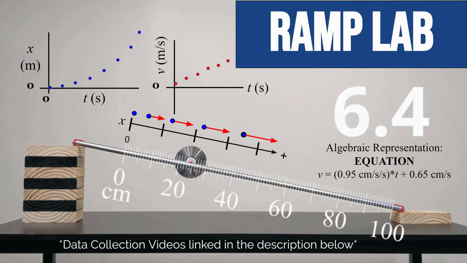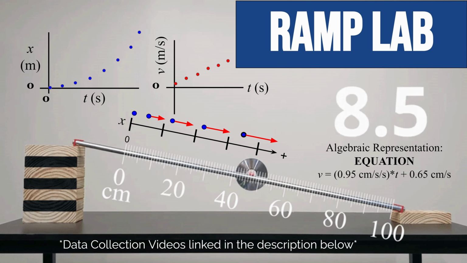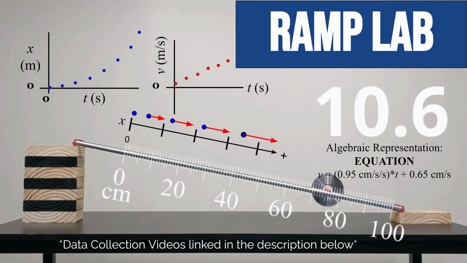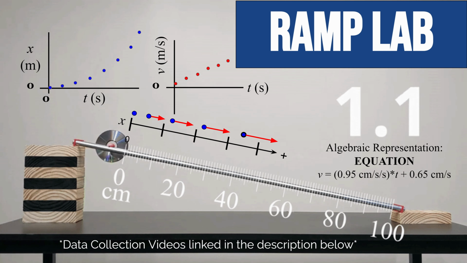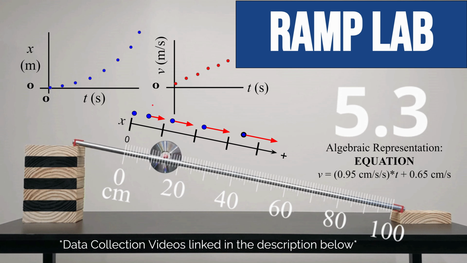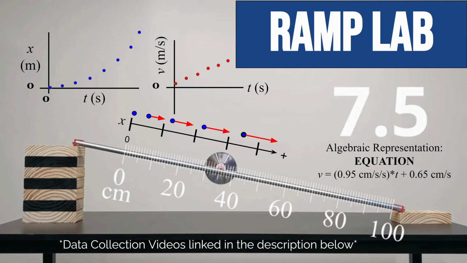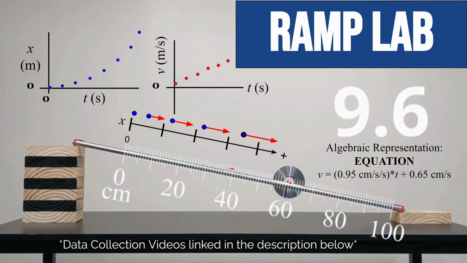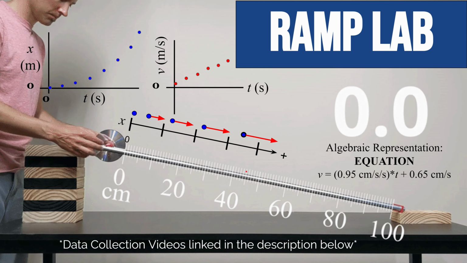In this video, I want to walk you through some sample data and some conclusions we reached from our ramp lab. In a ramp lab, we investigated objects that change their velocity, and specifically, we looked at how the position changes and velocity changes for this spinner that's increasing in speed while it's moving in the positive direction.